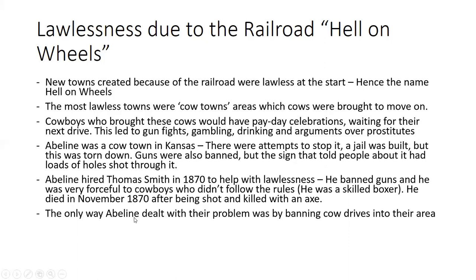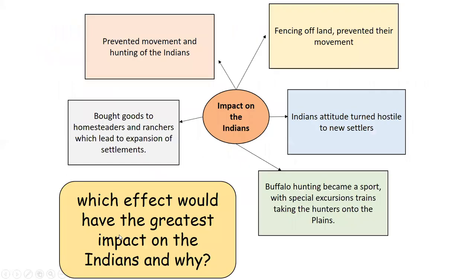The only way that Abilene did have to deal with their problems was by banning cow drives into their areas. This shows well, all of this happened because of the creation of this railroad. It allowed more free movement and problems for people who couldn't deal with this influx, such a high boost in population.